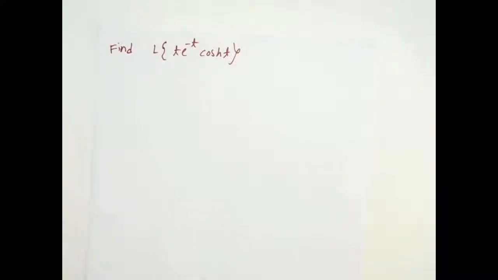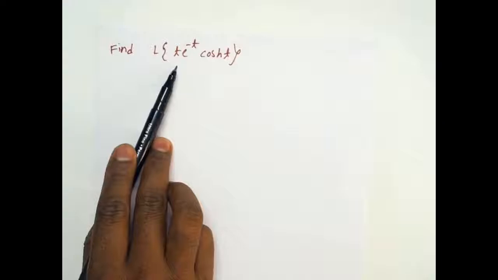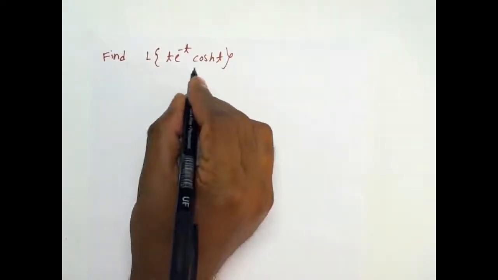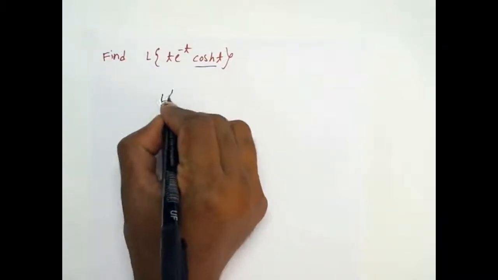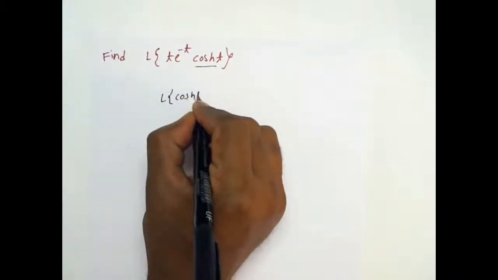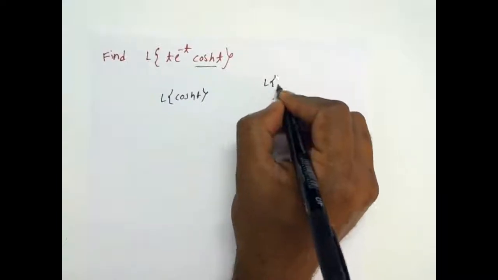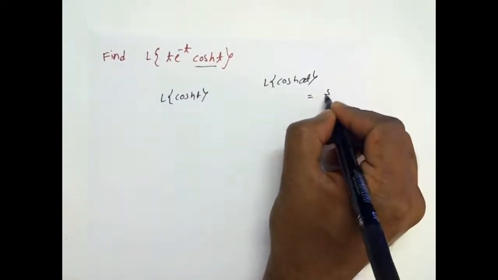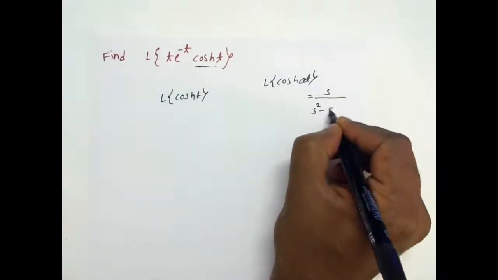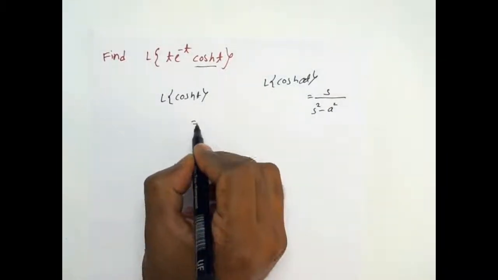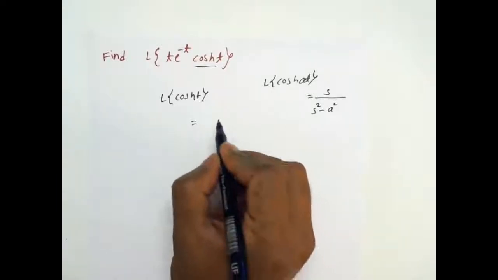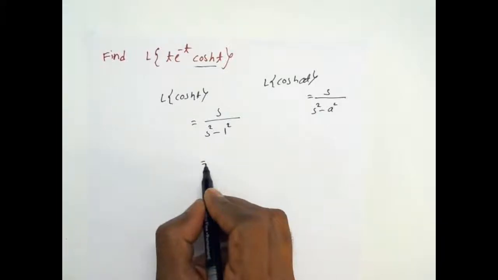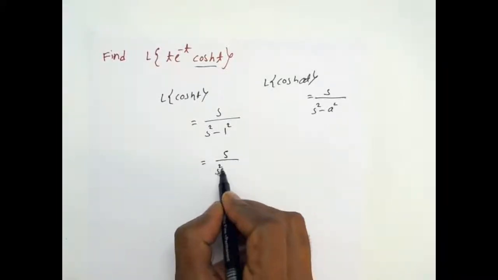Today we'll see a Laplace transform example. Find the Laplace of t e^(-t) cosh t. Now I am taking only cosh t. Laplace of cosh t. What is the Laplace of cosh at? Laplace of cosh at is equal to s by s squared minus a squared. Here the value of a is 1, so it is s by s squared minus 1 squared, that equals s by s squared minus 1.